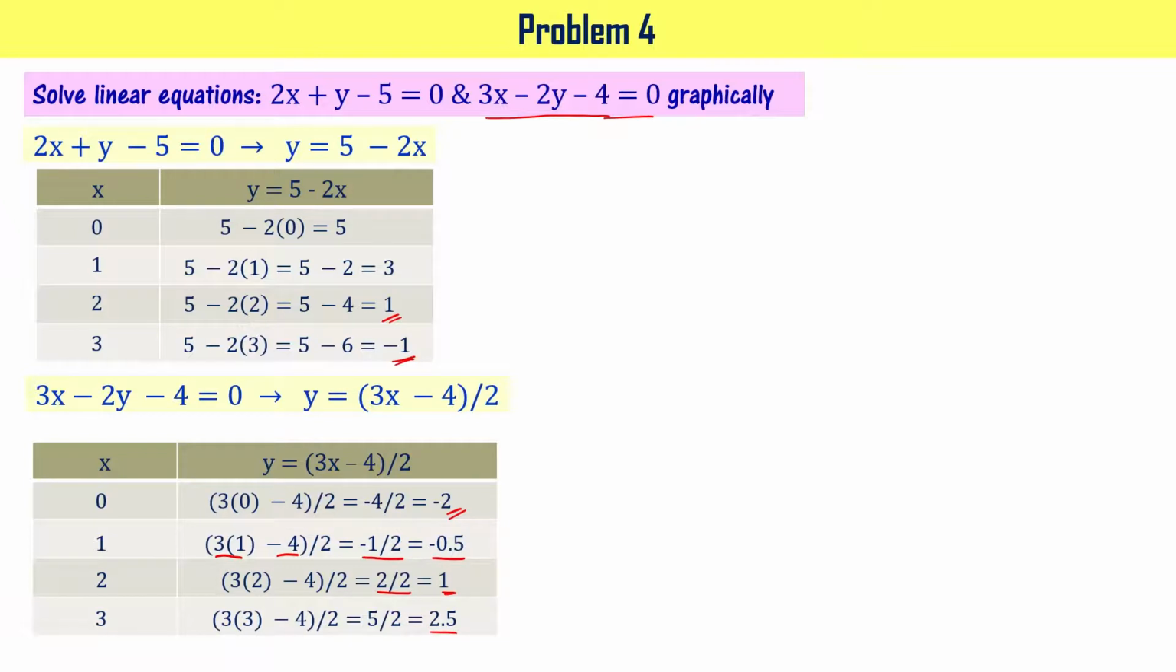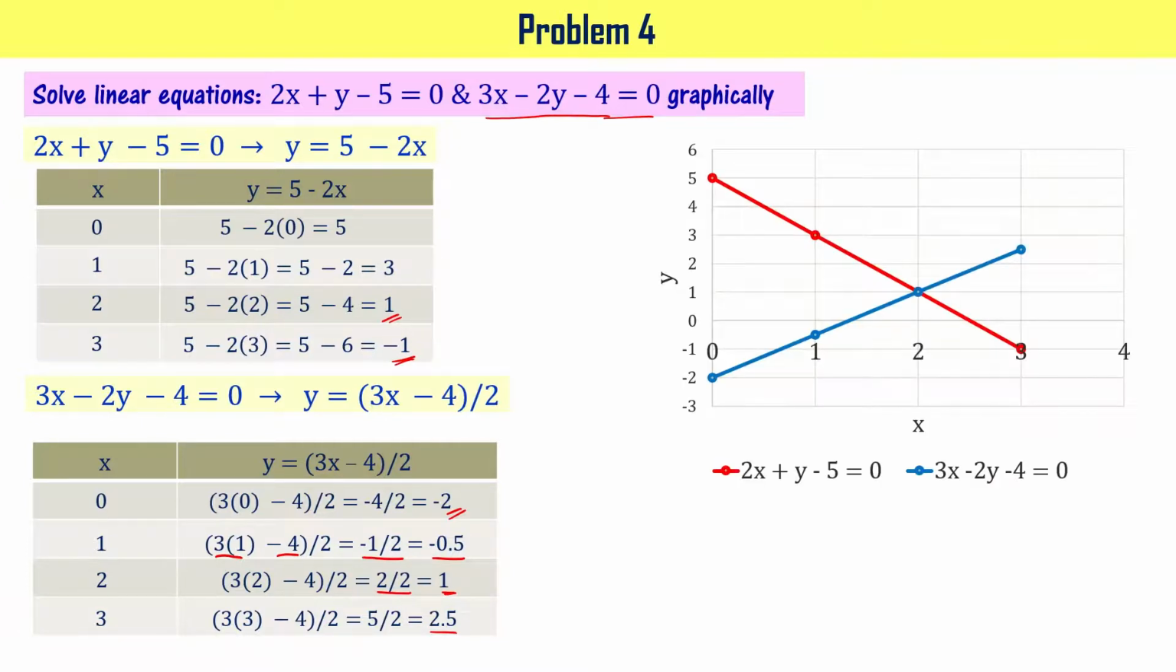Now let's make use of these x and y values and plot. You get a figure like this. The red color line is corresponding to 2x plus y minus 5 equal to 0. And the blue color line is 3x minus 2y minus 4 equal to 0.